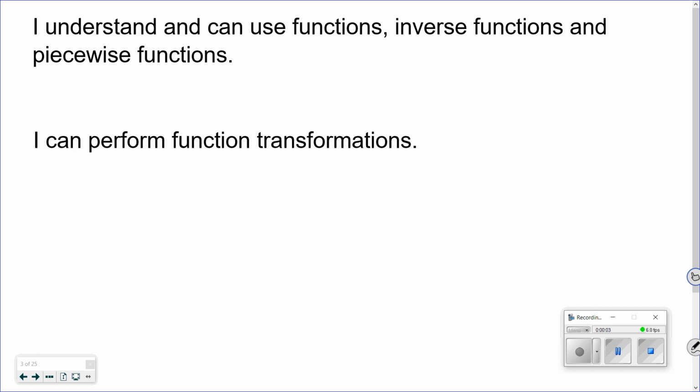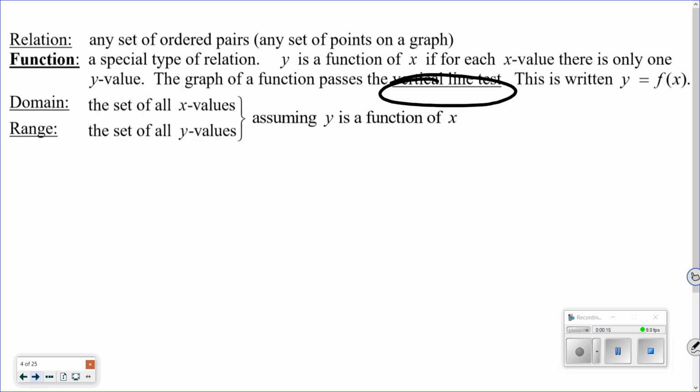For 0.2, our two learning goals are: I understand and can use functions, inverse functions, and piecewise functions. And the second one, I can perform function transformations. We're going to start with just some definitions.